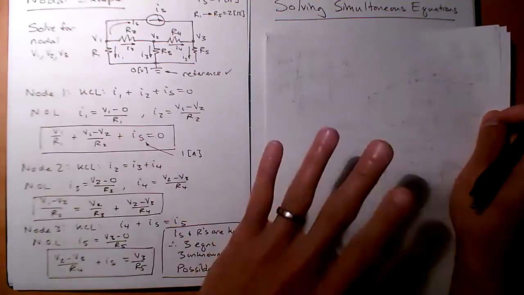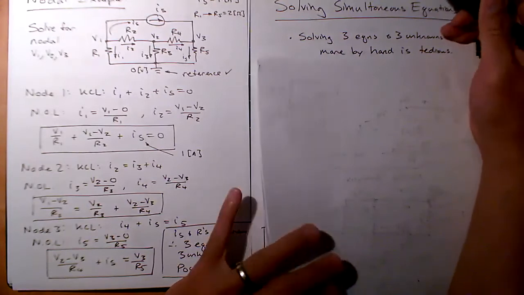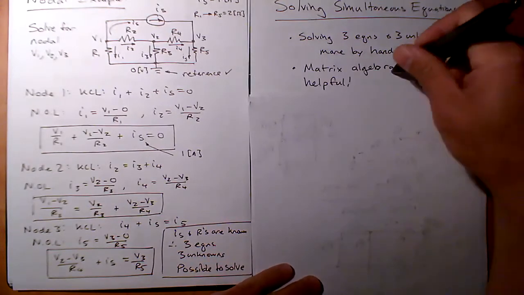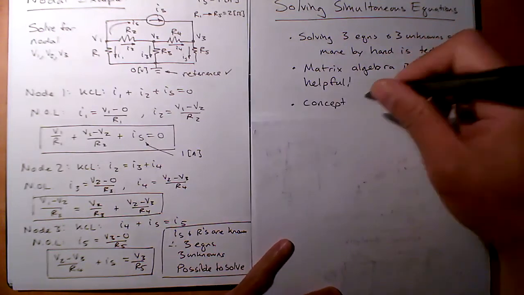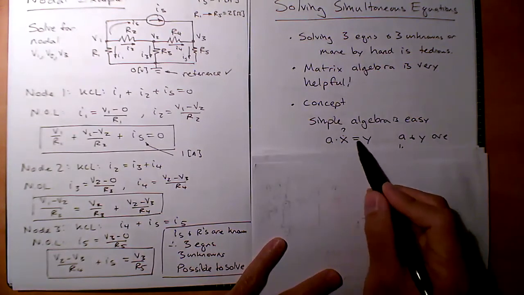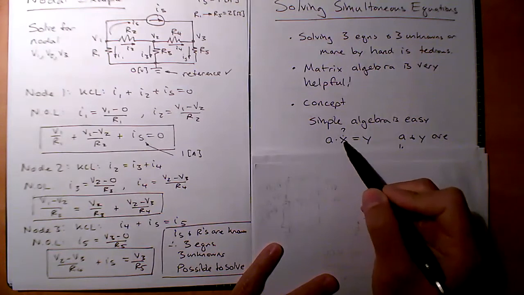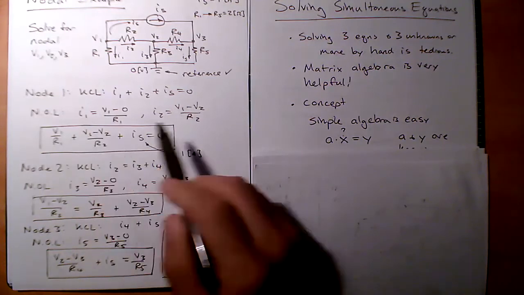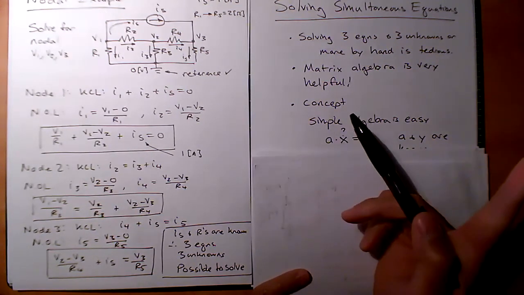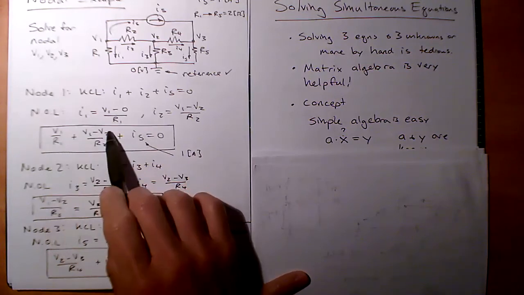Okay, all right, so let's take a little tangent and look at solving simultaneous equations. And like I said, yes, 3 equations, 3 unknowns by hand is tedious. Matrix algebra can be very helpful. Here's the idea. Simple algebra is pretty easy. Let's say I have ax equals y, where x is my unknown. Okay, so we're going to link x to these V1, V2, V3. So this is a scalar case, which means there's just one variable, right? One dimension. Whereas this is like a 3-dimension case, right? Because I want V1, V2, V3.